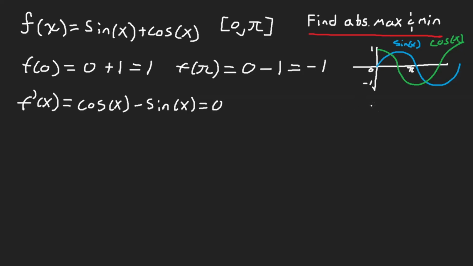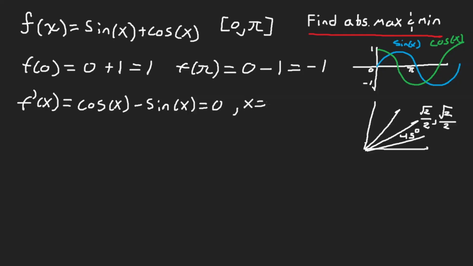If you use the unit circle over here, you'll see that at 45 degrees or pi over 4, sine and cos are equal to each other. So our x value is going to be pi over 4, which does fit in our interval. So we need to evaluate this in our original equation.